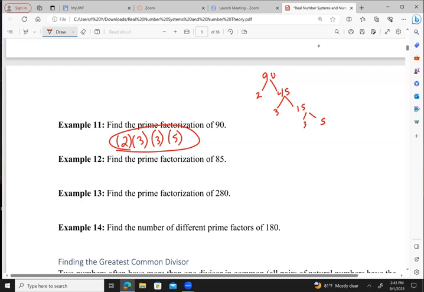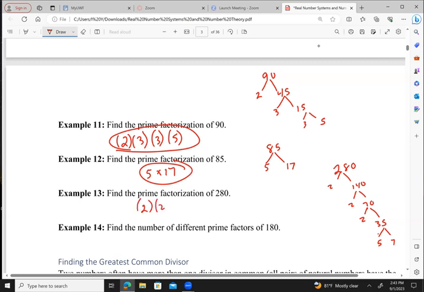So find the prime factorization of 90. Well, we can do this by taking 90, and it's 2 times 45. And 45 is 3 times 15. 15 is 3 times 5. So I have 2 times 3 times 3 times 5. That's it. All those numbers are prime. Okay, what about 85? Let's see. I don't see a 2 or a 3 in there or a 4, but I see 5 times 17. So that's it. 5 times 17.